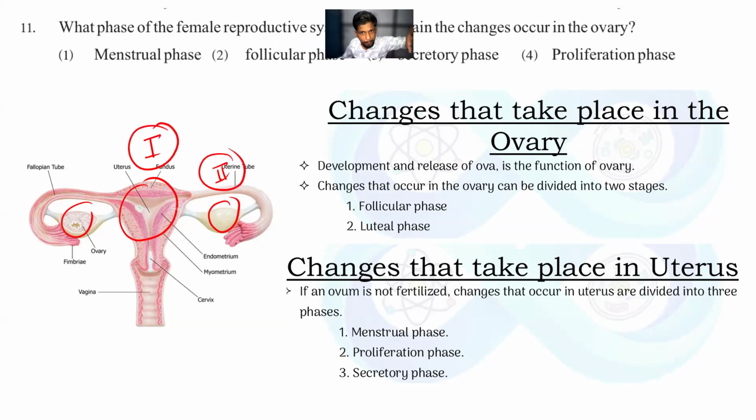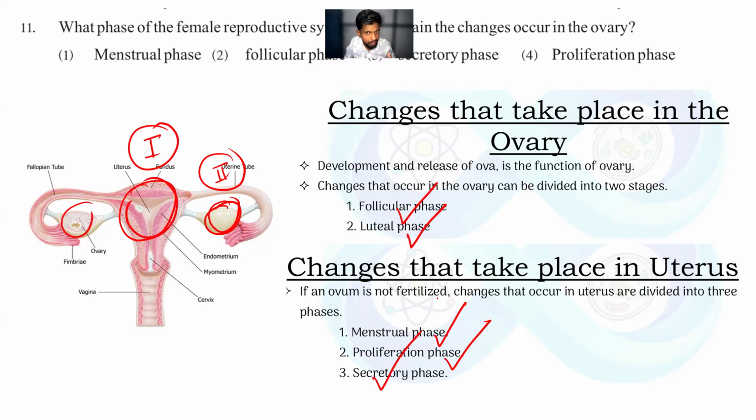The changes happening in the ovary can be divided into 2: follicular phase and luteal phase, right? Those parts will be discussed deeper in our essay part. What is the follicular phase, what is the luteal phase, we will be discussing later. Now you want to understand, Pula, the changes that happen in the ovary. There are 2 phases: follicular phase and luteal phase. And the changes that happen in the uterus can be divided into 3 steps: menstrual phase, proliferation phase, and secretory phase.